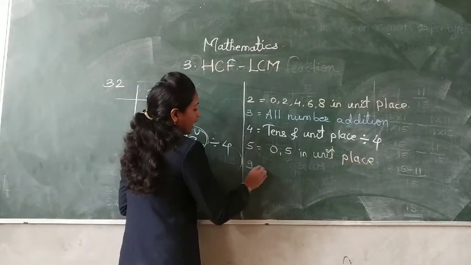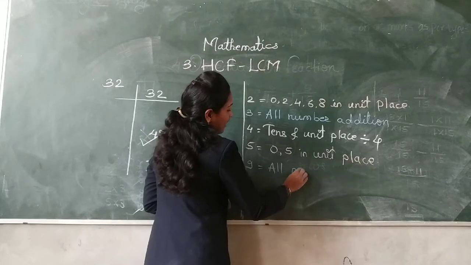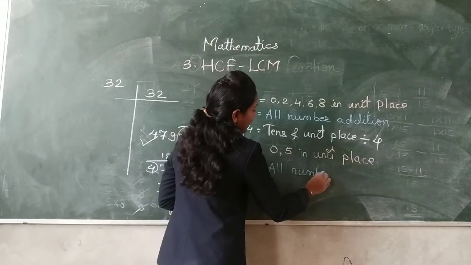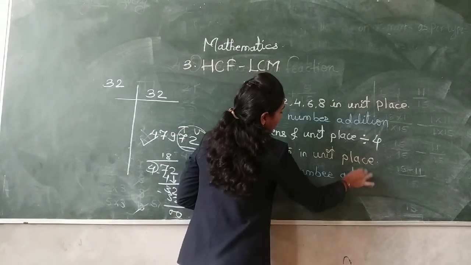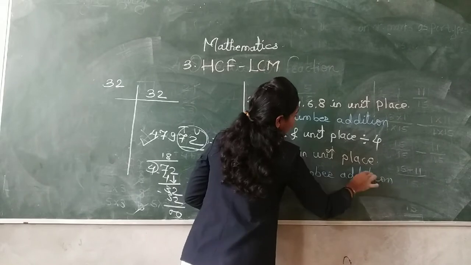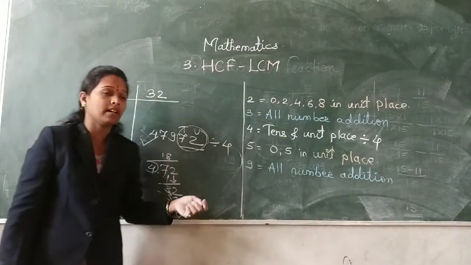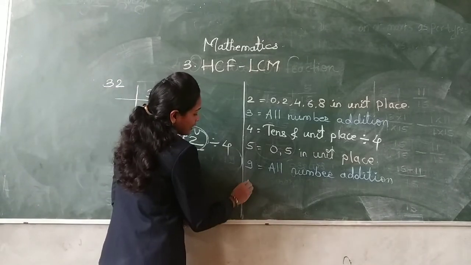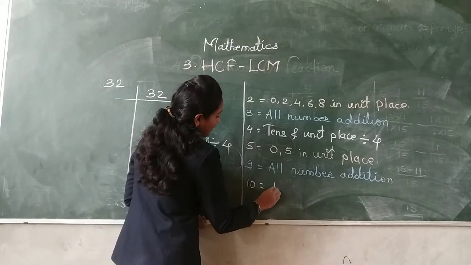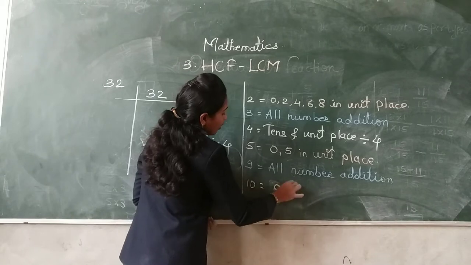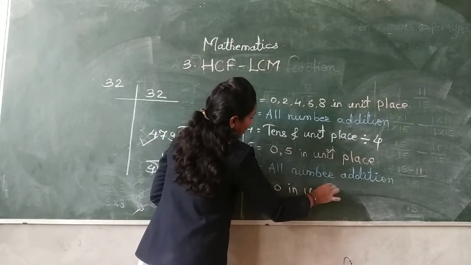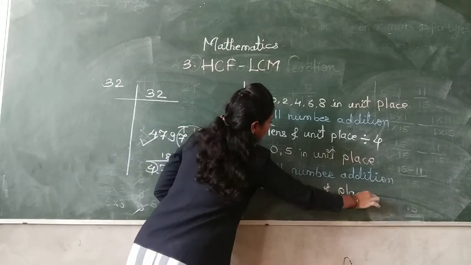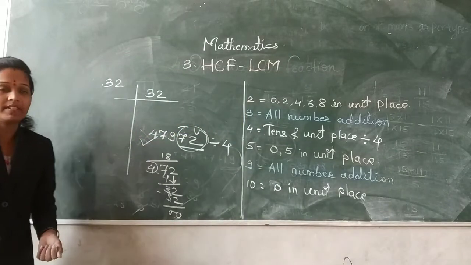Then the test of 9: add all the digits, just like our test of 3. Do the addition of all the digits and if the sum occurs in the table of 9, the whole number is in the table of 9. And the test of 10, the last test. If 0 occurs in the unit place, that number is divisible by 10.